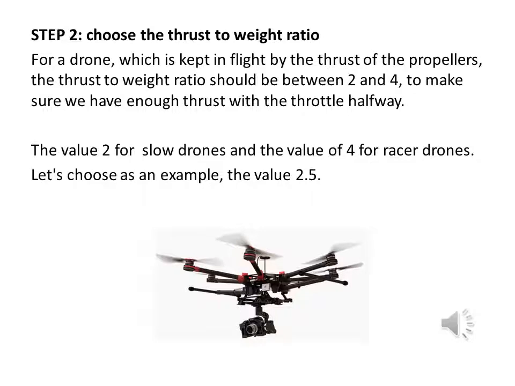Step 2. Choose the thrust to weight ratio. For a drone, which is kept in flight by the thrust of the propellers, the thrust to weight ratio should be between 2 and 4, to make sure we have enough thrust with the throttle halfway. The value 2 for slow drones and the value of 4 for racer drones. Let's choose as an example the value 2.5.